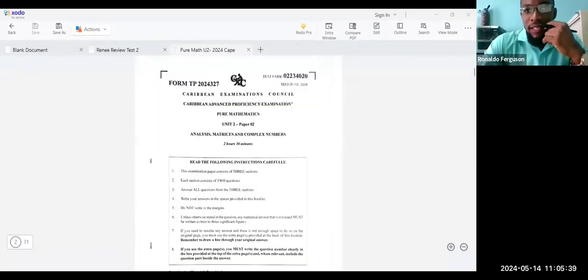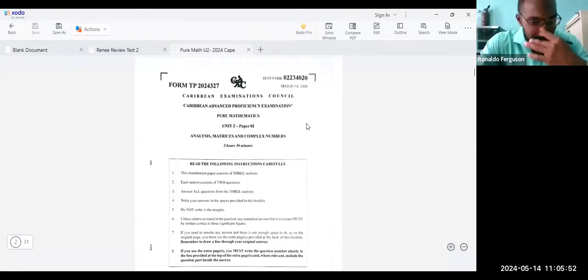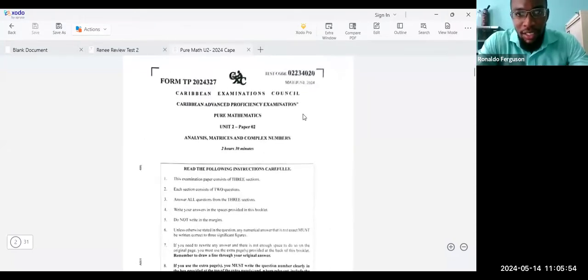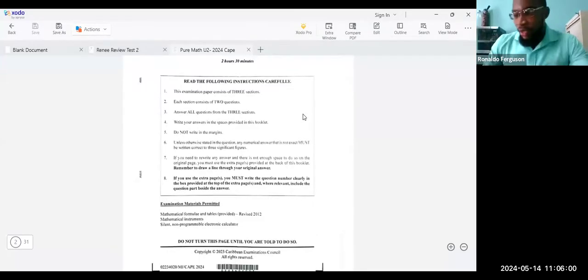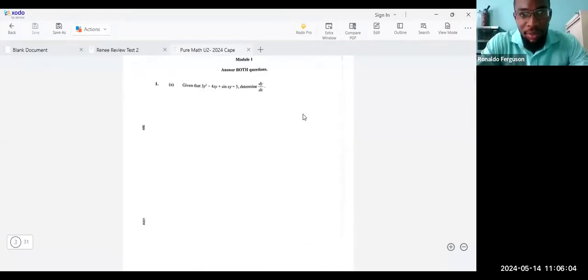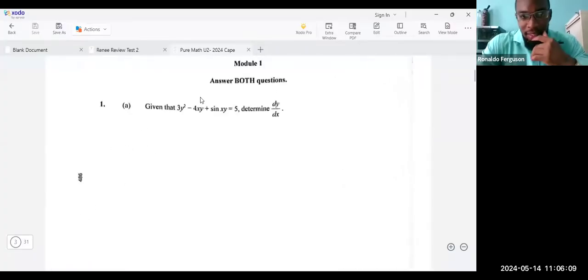Yesterday was the CAPE Unit 2 paper. Just want to run through this paper. Haven't really looked at it extensively, so I want to see what the paper was like, to go through it and see, was it a difficulty here? Just from skimming through it, I thought it looked pretty easy. I thought this was the easiest paper I've seen in a long while. So let's go through this paper and see if that was the case. But it started with this.